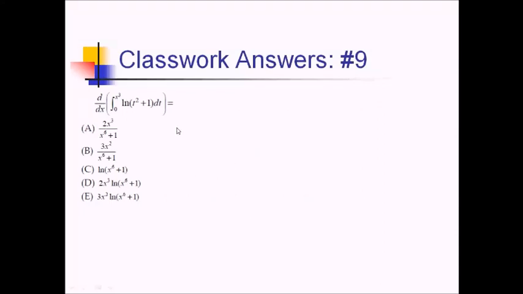For this problem, we're trying to take the derivative of the integral from 0 to x cubed of this stuff. Since I'm taking the derivative of an integral, I'm just going to plug my upper limit into the dummy variable and use my chain rule here. So I'm going to write just ln of (x cubed) squared plus 1. But now I have to multiply by the derivative of x cubed, which is 3x squared. Cleaning this up a little bit, I can write this as 3x squared times the ln of x to the 6th plus 1. And that's going to give me answer choice E.